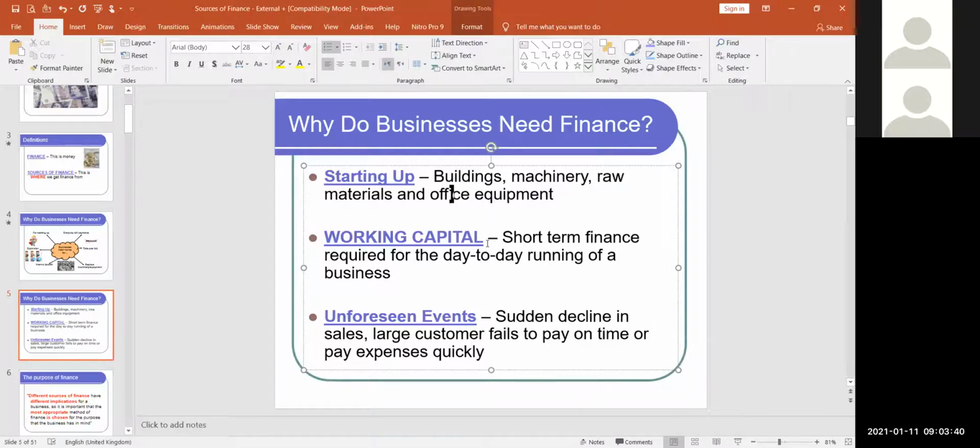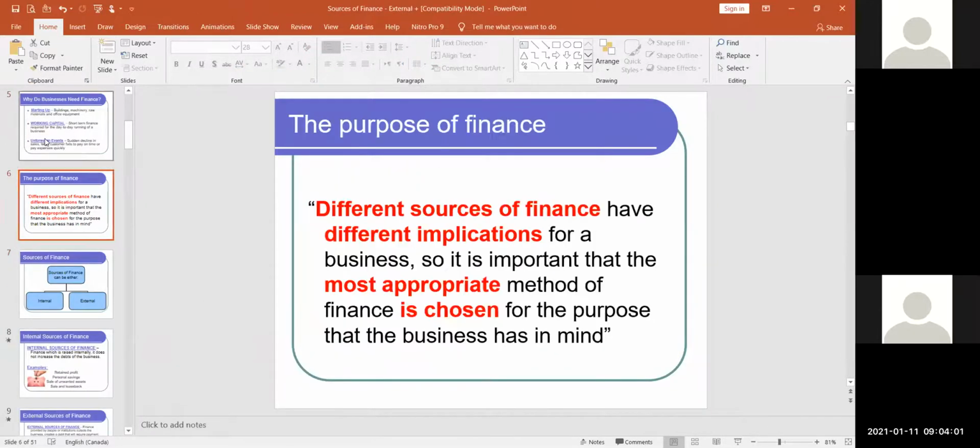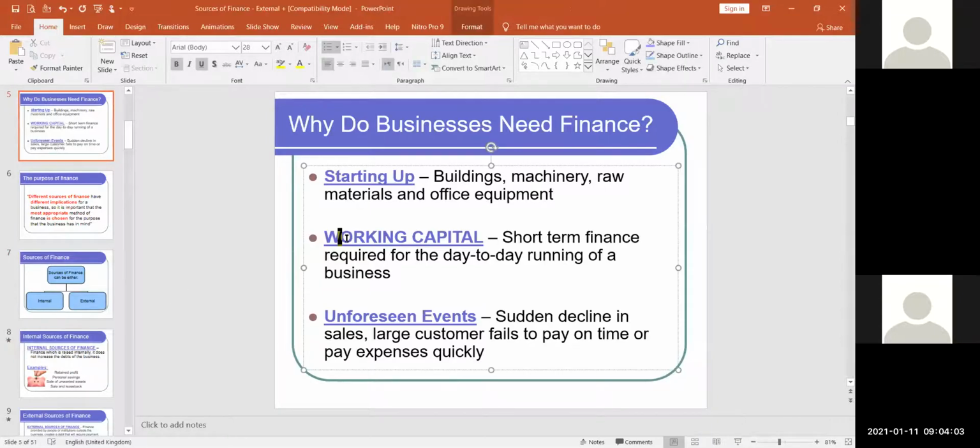Right? The second is the working capital. We took this before, the working capital. So what do we mean by working capital? Malak, what do we mean by the term working capital? Working capital. So what do we mean by this term? It is the money needed to pay for what? Day to day.